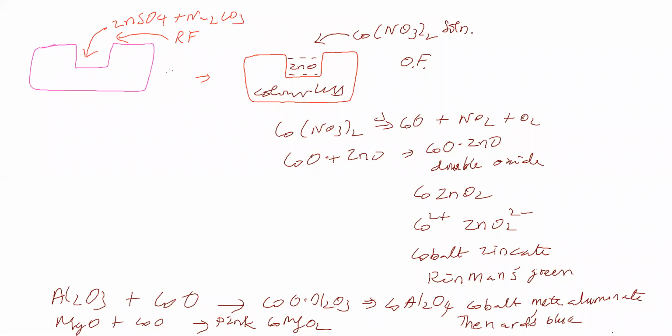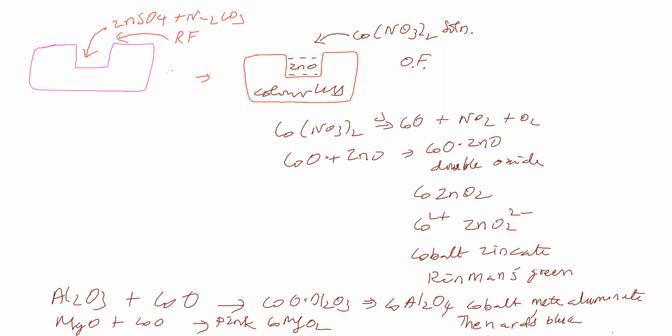Now, how do we do the flame test? That we'll see. For doing the flame test, let us take a watch glass. To the watch glass, let us take the given salt. To the given salt, let us add concentrated HCl.